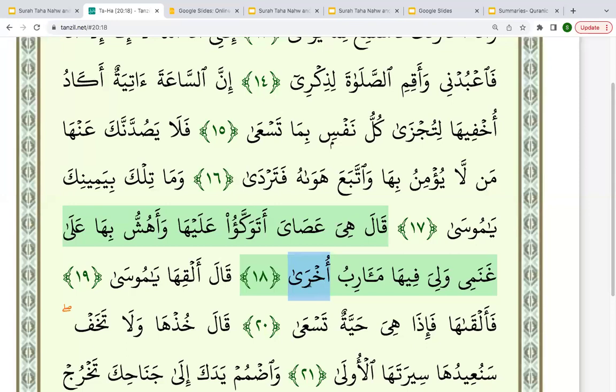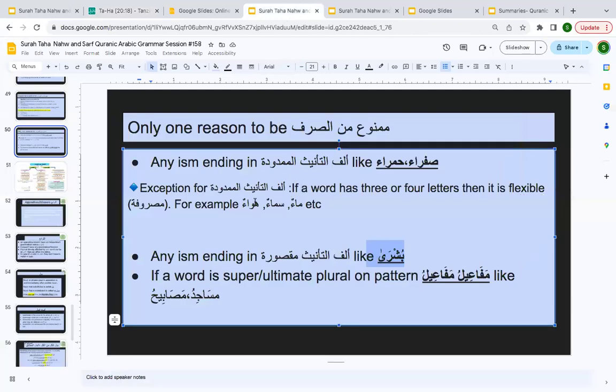Is this clear? If your word has the alif as a sign of feminine, let's keep it simple. If your word has an alif as a sign of feminine, it can be alif mamduda or alif maksura. Alif maksura is written like this. Alif mamduda is written like this. You have alif followed by a hamza. Your word is going to be partly flexible. Do you find sufara'u as partly flexible in Quran?